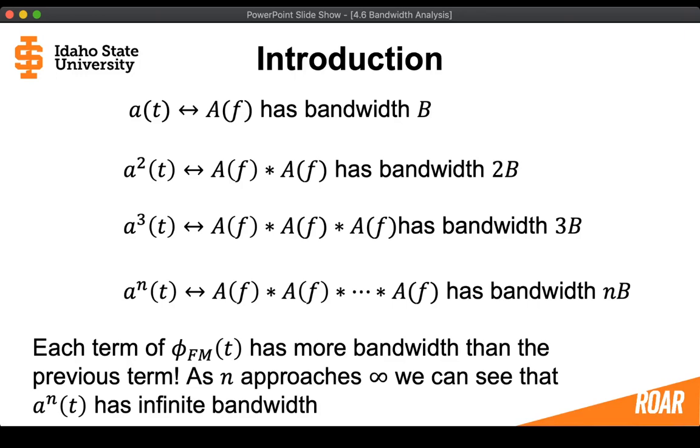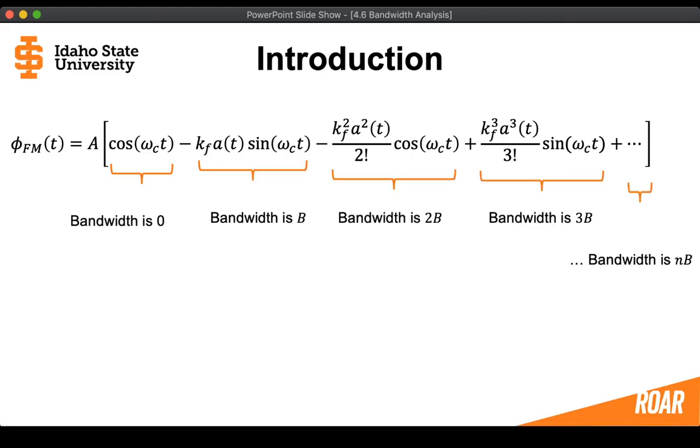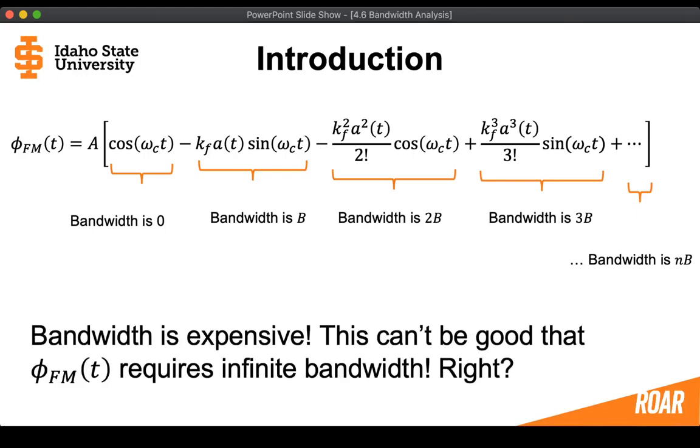So each term of the frequency modulated signal has more bandwidth than the previous one. As n gets bigger and bigger, all the way up to infinity, which is the number of terms the power series expansion has, that final term is going to have an infinite amount of bandwidth. So this one has 0 bandwidth, that one has bandwidth B, this one has bandwidth 2B, this one has bandwidth 3B, and if you keep going as far out as that power series expansion goes, you're going to have a bandwidth of nB. Well, that's not good, right? Because bandwidth, we said, was expensive. So this means that the frequency modulated signal actually requires infinite bandwidth.